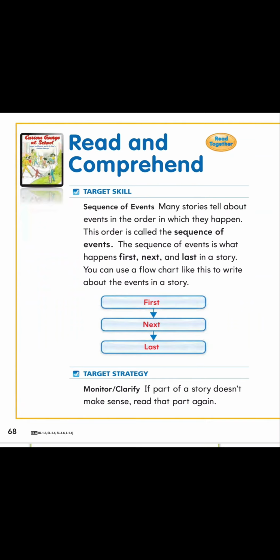Sequence of events means every story has some kind of sequence. First, what happens in the story, then what happens in the middle, and what happens last. Many stories tell about events in the order in which they happen. This order is called the sequence of events. The sequence of events is what happens first, next, and last in a story.